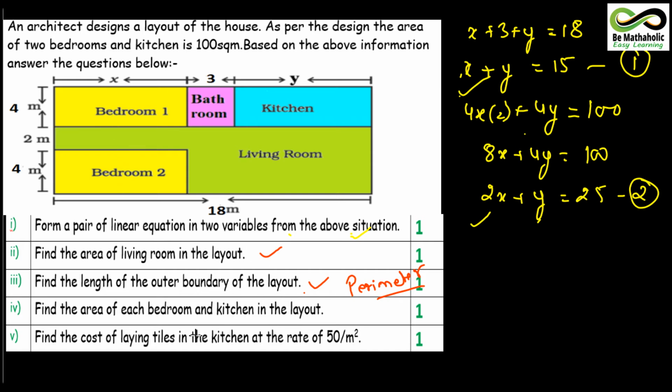Now find the cost of laying tiles in the kitchen at the rate of 50 per square meter. Now the costing is given, so you have to find the cost for the kitchen, tiles have to be laid, so find out the area of the kitchen. Once you find out y, multiply y with 4. This will give you the area of the kitchen, then multiply it with the cost. So you will have your answer for this. I hope you will be able to solve these questions and be confident in solving them. So I believe you will be able to solve and get the answers accordingly.